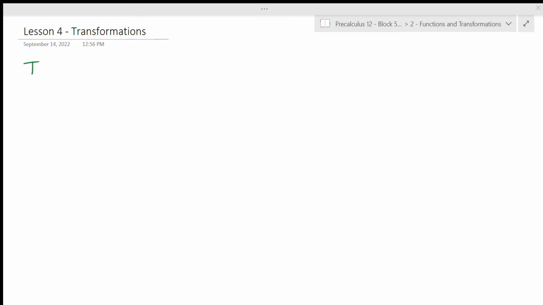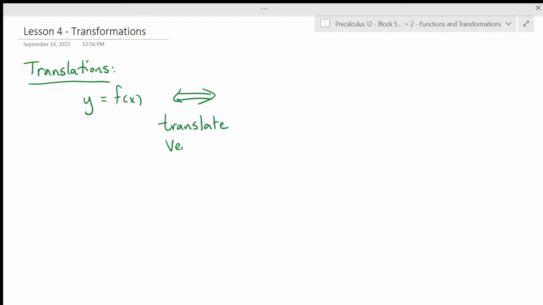So we have our translations. Okay, these are the first thing that we looked at. So when we have y equals f of x, we're going to call all of our functions f for the purposes of this lesson. If we want to translate vertically, okay, so a vertical translation, we would write y equals f of x plus d.